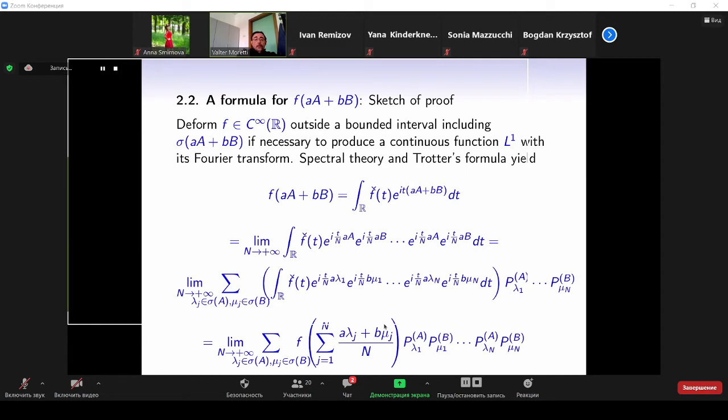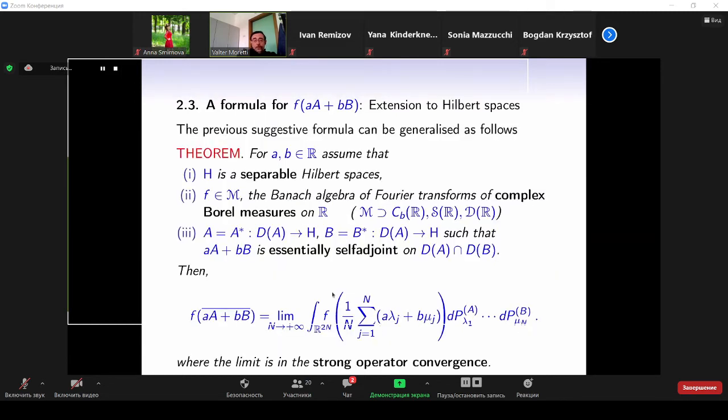Okay, actually the difficult job is to extend that elementary idea to an important general case in physics, where A and B are not bounded, because the relevant observables in physics are not bounded self-adjoint operators. And this is our main theorem.